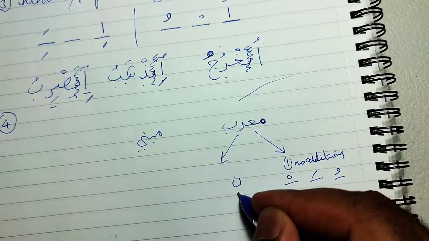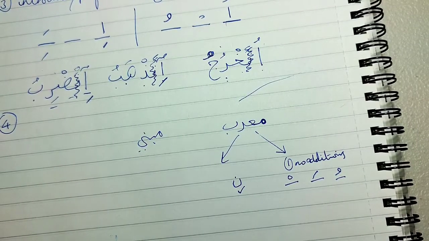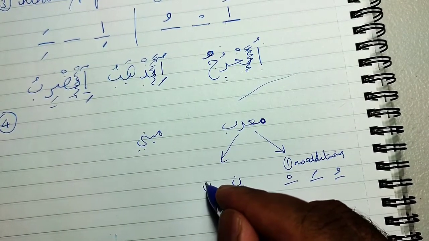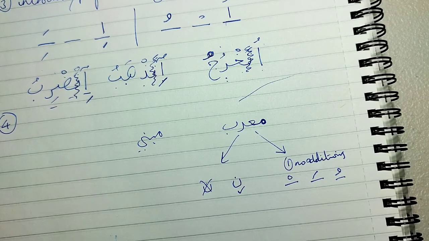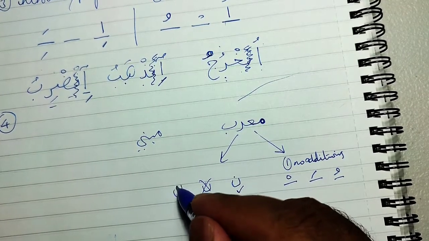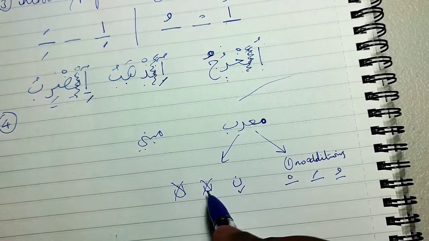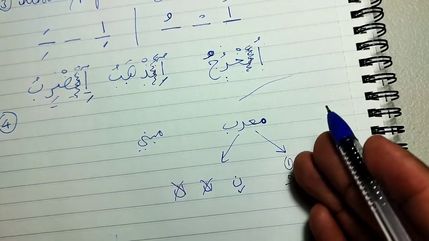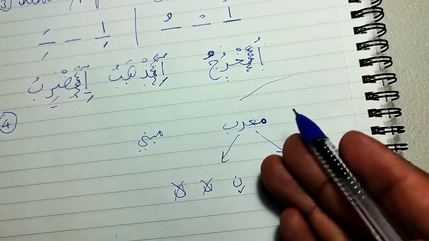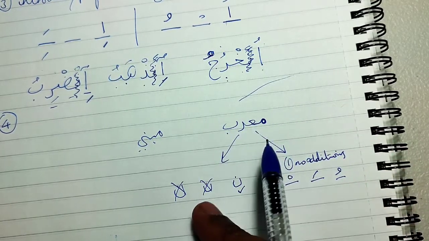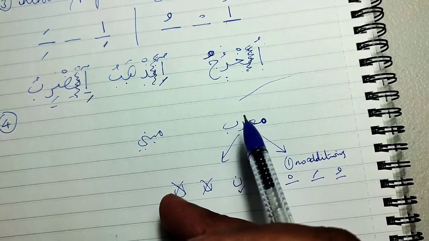So if noon is present, it indicates that it's marfu'. If noon is not present, it indicates it's mansoob. If noon is also not present, it can also indicate majzoom. And to differentiate between the two, we look at the agent of change. What's affecting the verb? Is it something which makes it mansoob? Then we'd say the omission of the noon here indicates that it's mansoob.